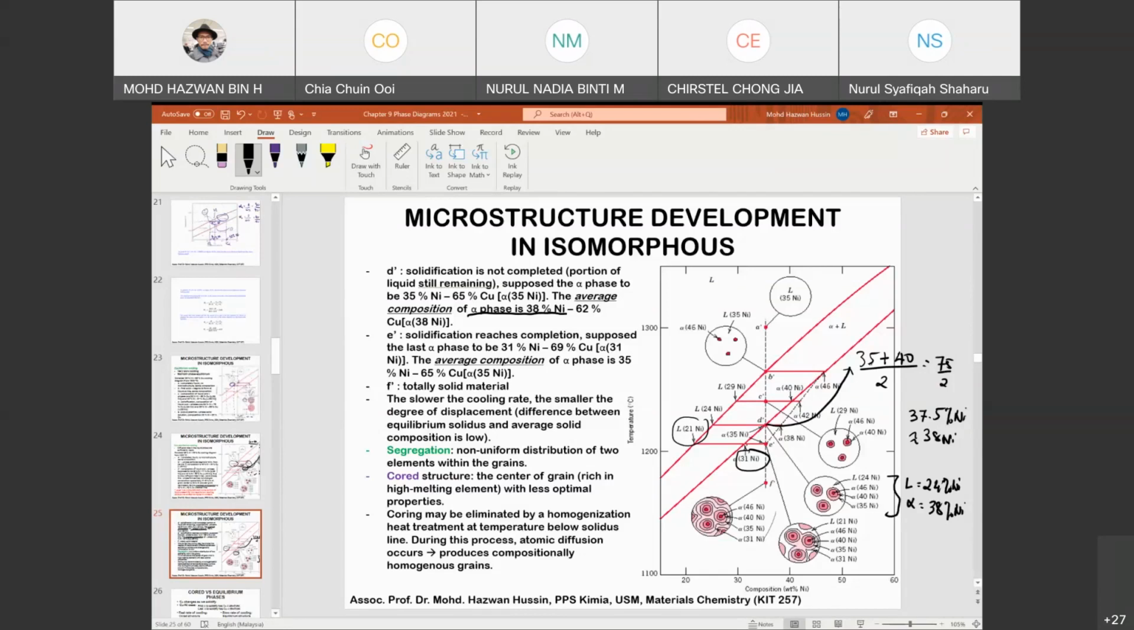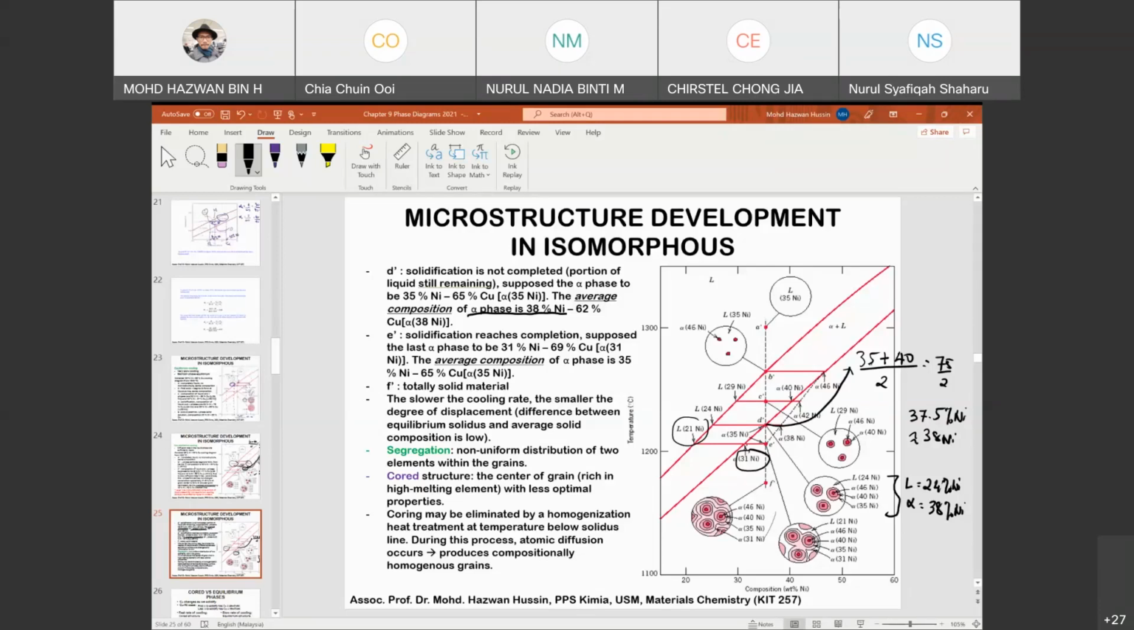So coring may be eliminated by homogenization heat treatment at temperature below the solidus line. In this process, atomic diffusion will occur and produce compositionally homogeneous grains. It means that when you have produced a non-equilibrium cooling isomorphous alloy, it is still possible to make it homogeneous. So how to do that?